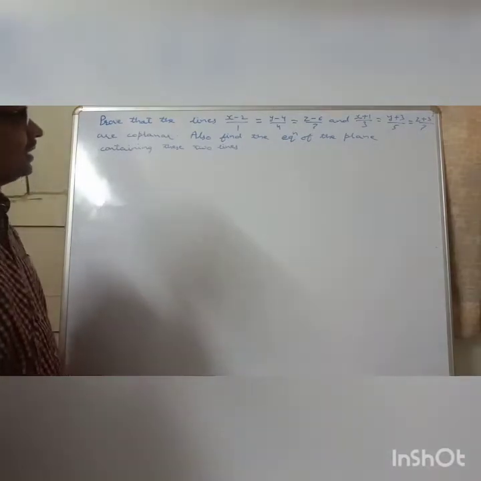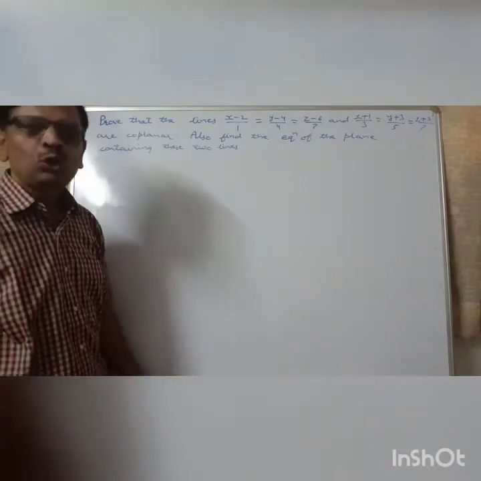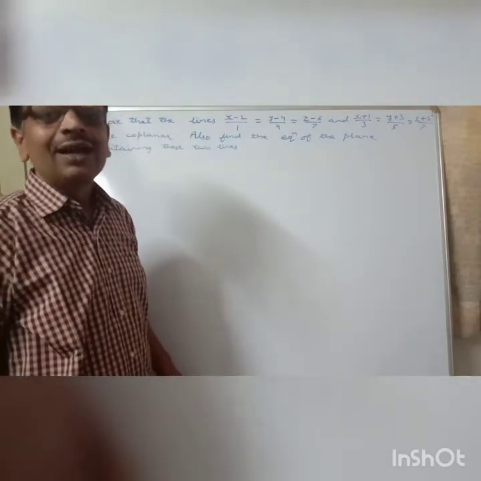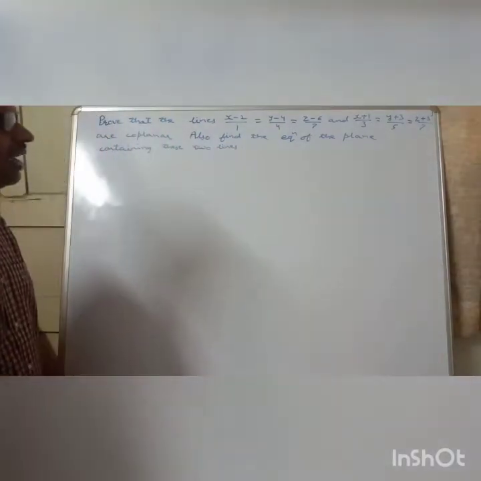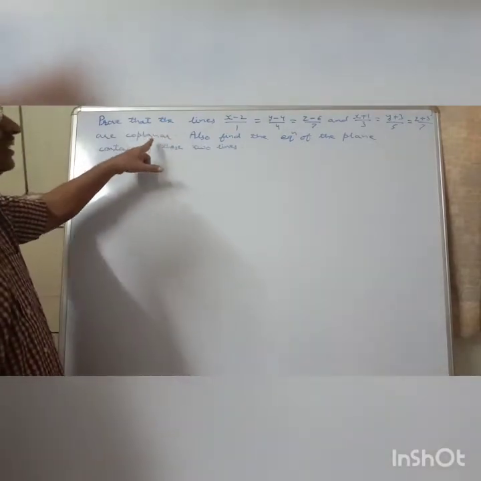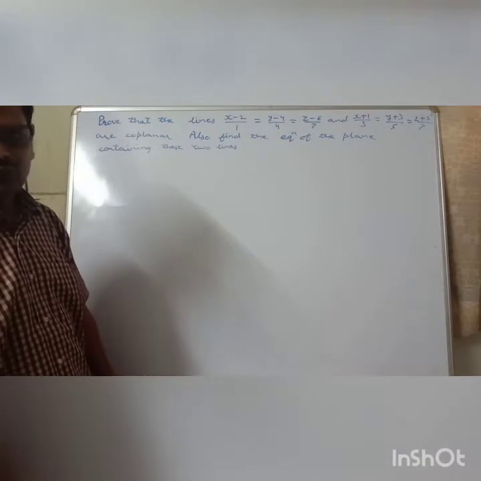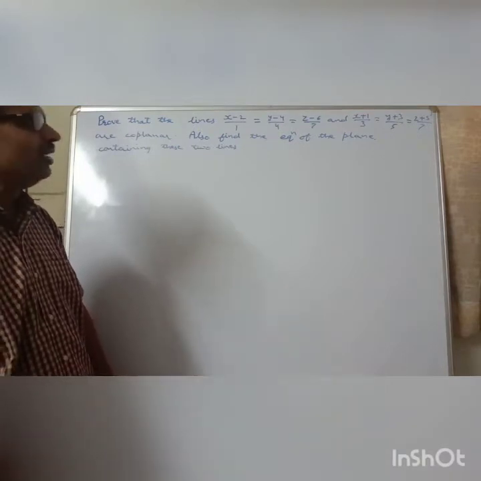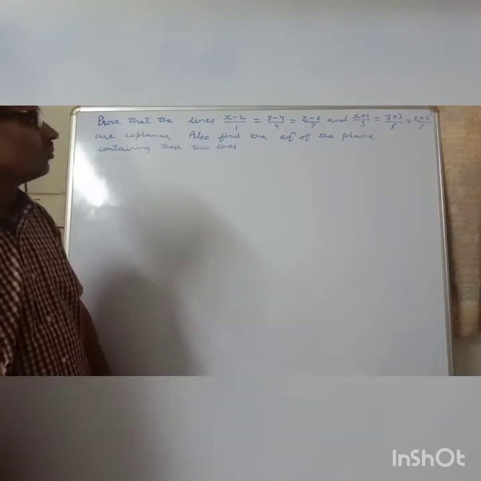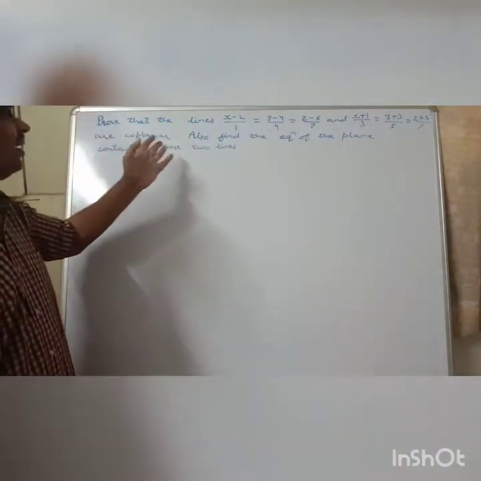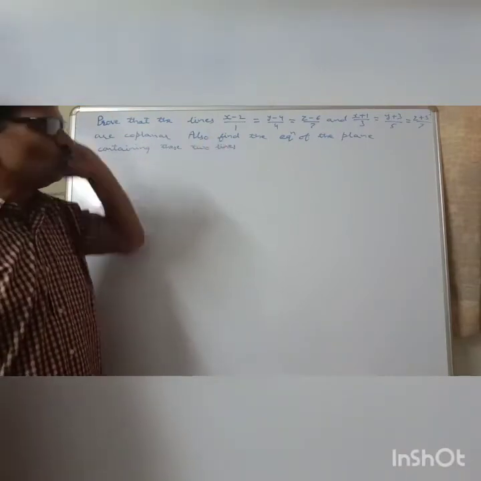So in this example, equations of two lines are given and equations are in Cartesian form. Here we do not have to verify, but we have to prove that the lines are coplanar. For that, the condition of coplanarity is there, determinant equal to 0. And after that, we have to find the equation of the plane containing these two lines.